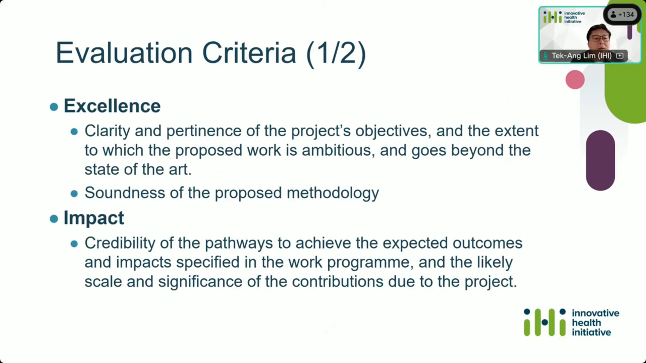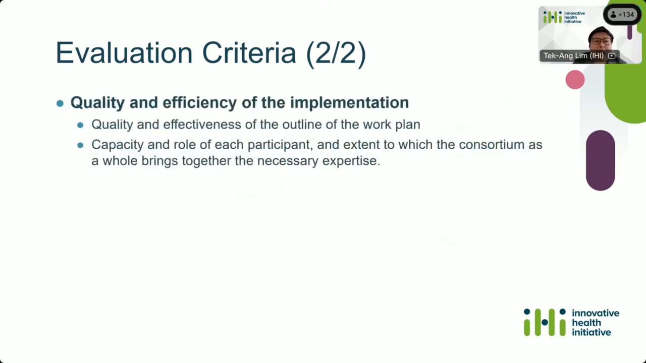The second criterion is on impact, under which the panel will look into the credibility of the pathways to achieve the expected outcomes and impacts specified in the work program, and the likely scale and significance of the contributions due to the project. And the last criterion is on quality and efficiency of the implementation, where the panel will look into the quality and effectiveness of the outline of the work plan, the capacity and role of each participant in the applicant consortium, and the extent to which the applicant consortium as a whole brings together the necessary expertise to implement the work that you proposed.